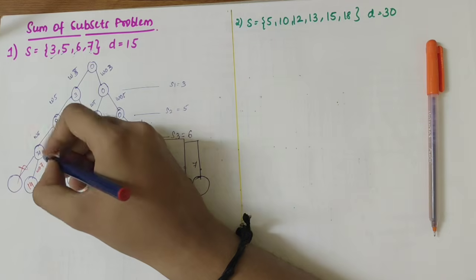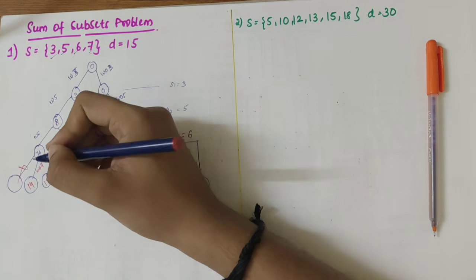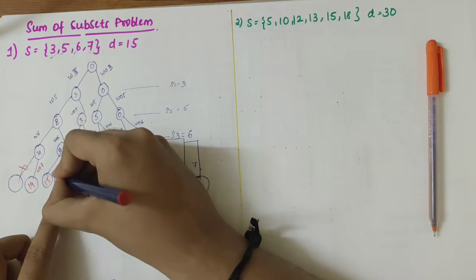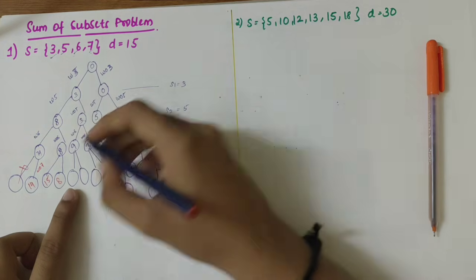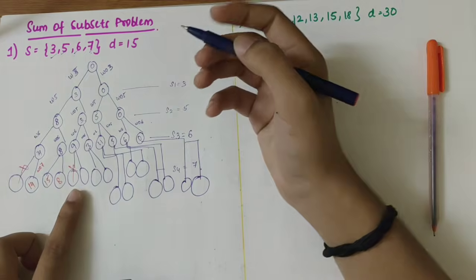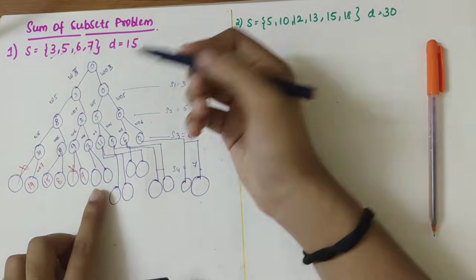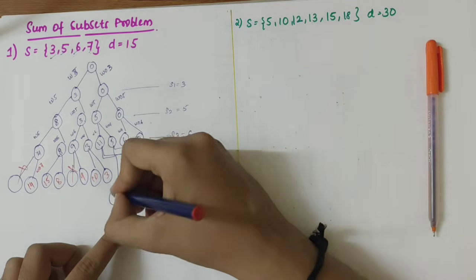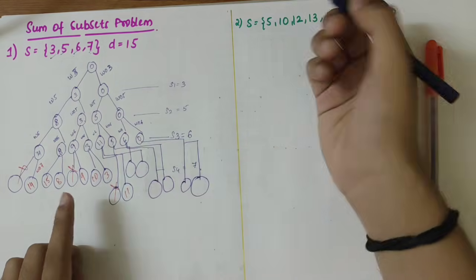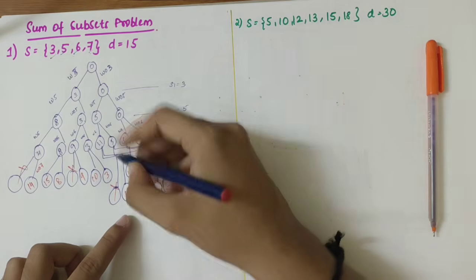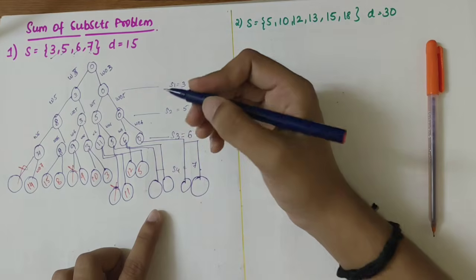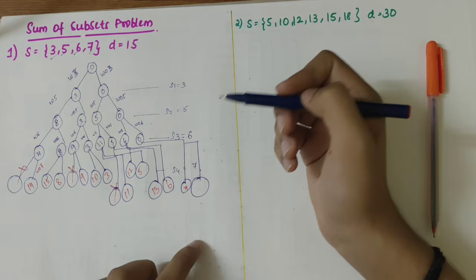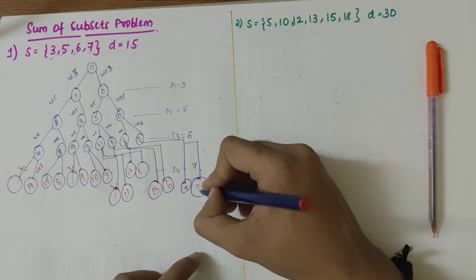Now 8. 8 with 7, I get 15 here. Next 8 without 7, I'll get 8 itself. 9 with 7 will be greater than 15, so I need not consider this. 9 without 7, I'll get 9 itself. 3 with 7, 10 I'll get, and 3 without 7, 3 only. 11 with 7 is 18, so I need not consider this. I'll write 11 itself. 5 with 7, 12, and here only 5. 6 with 7, 13, and here 6. 0 with 7, I'll get 7, and 0 without 7 is 0 itself.